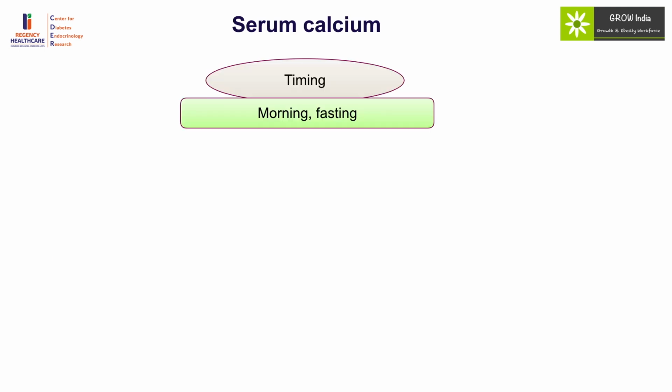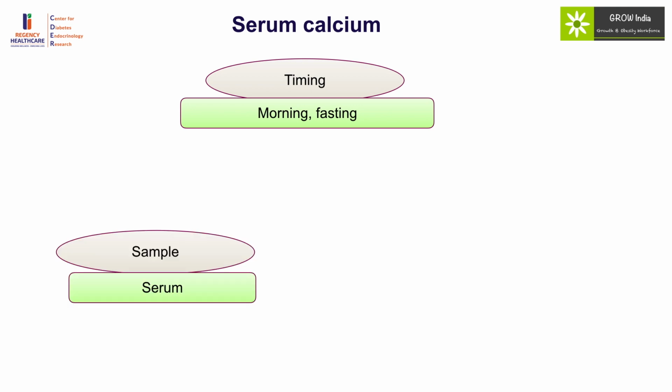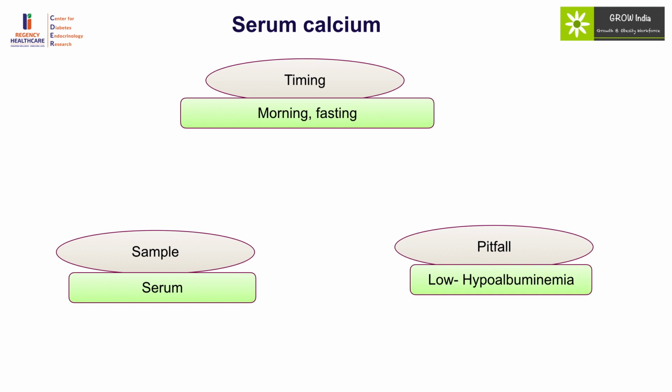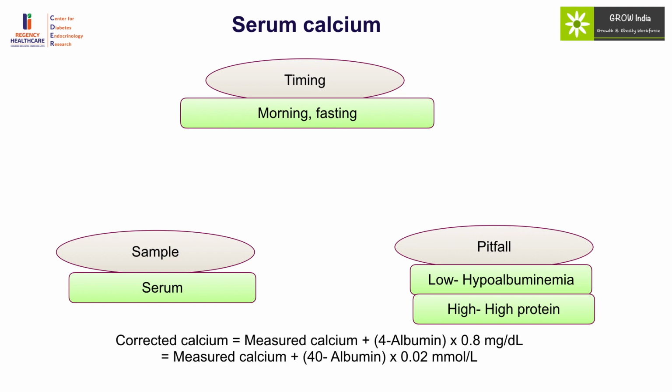Serum calcium level should ideally be done in the morning in a fasting state. The sample is a serum. There could be problems in the setting of hypoalbuminemia, wherein the total calcium may not be a good reflection of ionic calcium, and a hyperproteinemic state can cause pseudo hypercalcemia. To correct for the effect of albumin, one can use the formula for corrected calcium.